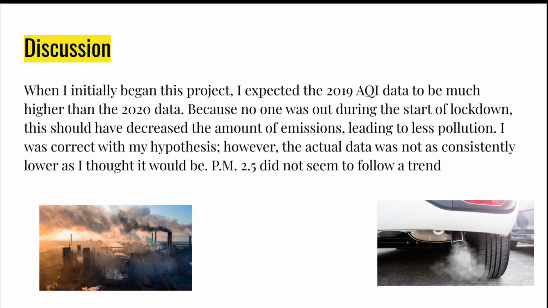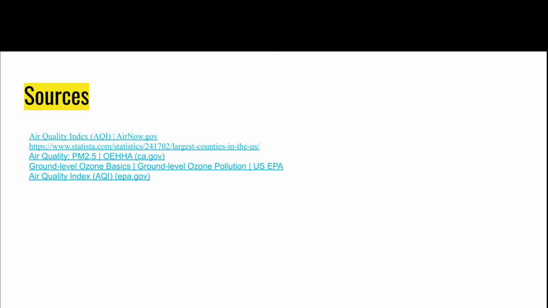When I first started this project, I believed the 2019 AQI data would be much higher than that of 2020. Because no one was out during the start of lockdown, this should have decreased the amount of emissions leading to less pollution. I was correct with my prediction, however, the actual data was not as consistently low as I thought it would be, and PM 2.5 did not seem to follow a trend. Although this is a smaller data set and the answers are honestly really inconclusive, I hope this taught you a lot and it really showed you honestly how much humans have an impact on our global emissions.